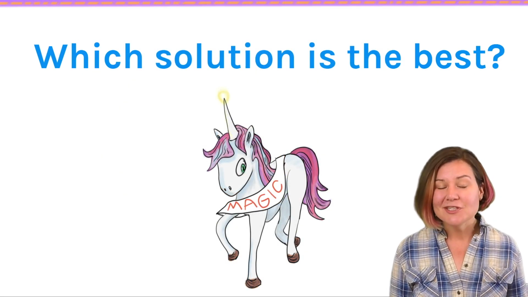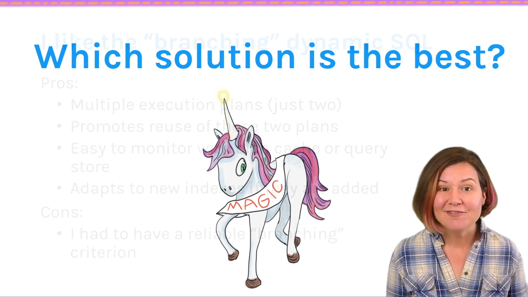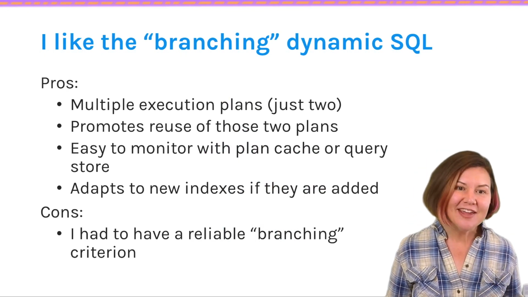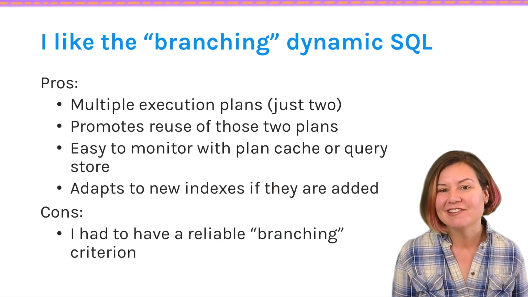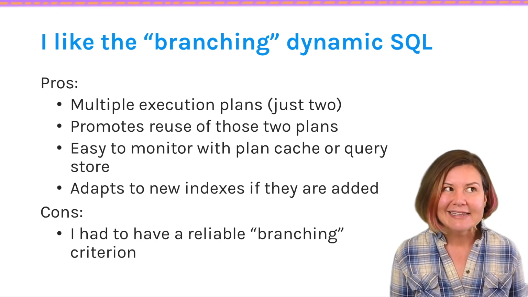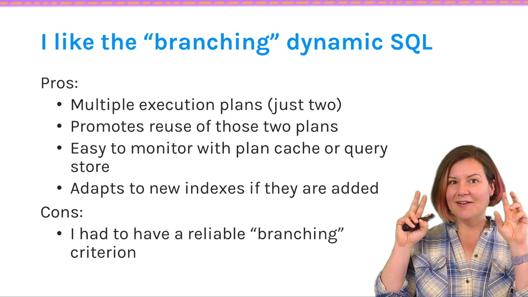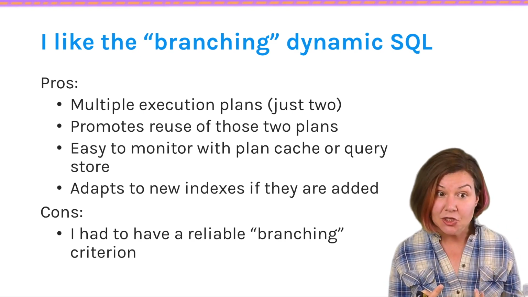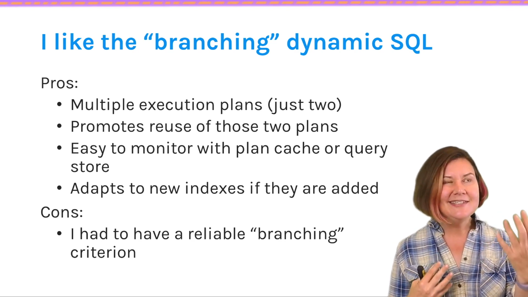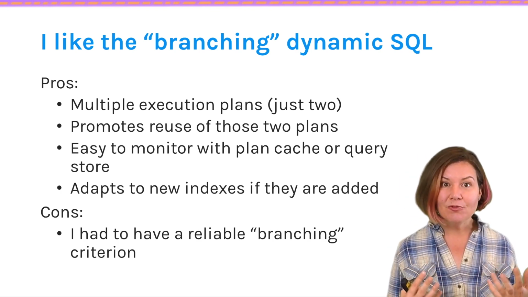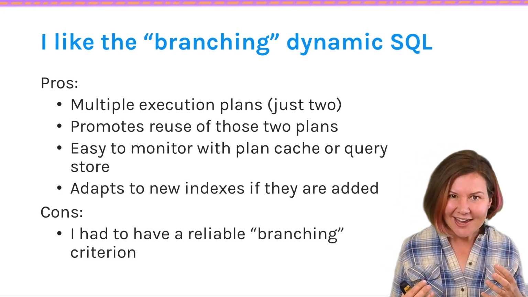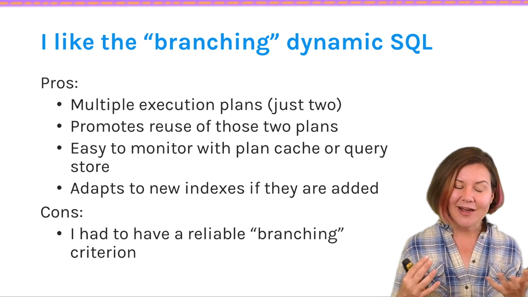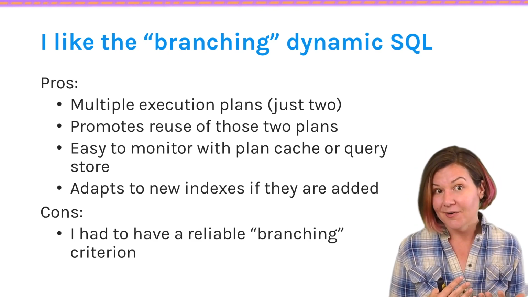Of all the solutions that I've presented, which is my favorite? Well, my favorite is probably the branching dynamic SQL. I like the fact that I can have a big plan and a small plan and that I can make them reused. So I've got consistent, fast performance, and it's fast for names where there's a lot of rows as well as names where there's not a lot of rows.